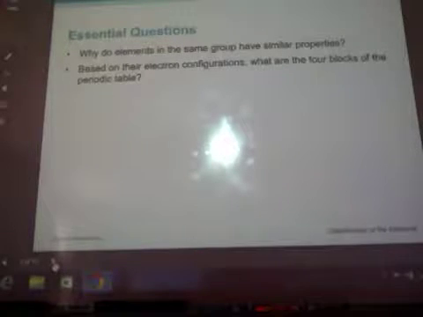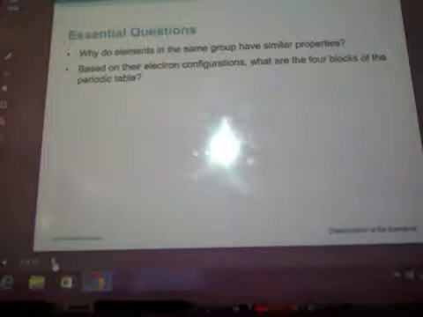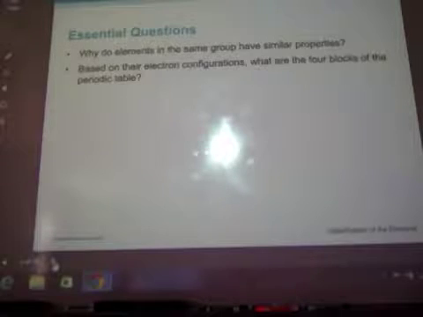2. Group 8, not reactive. It has 8. It's full. So full is stable and full is non-reactive. Other than helium. Helium only has 2 because it only has an s orbital. It does not have a p orbital.